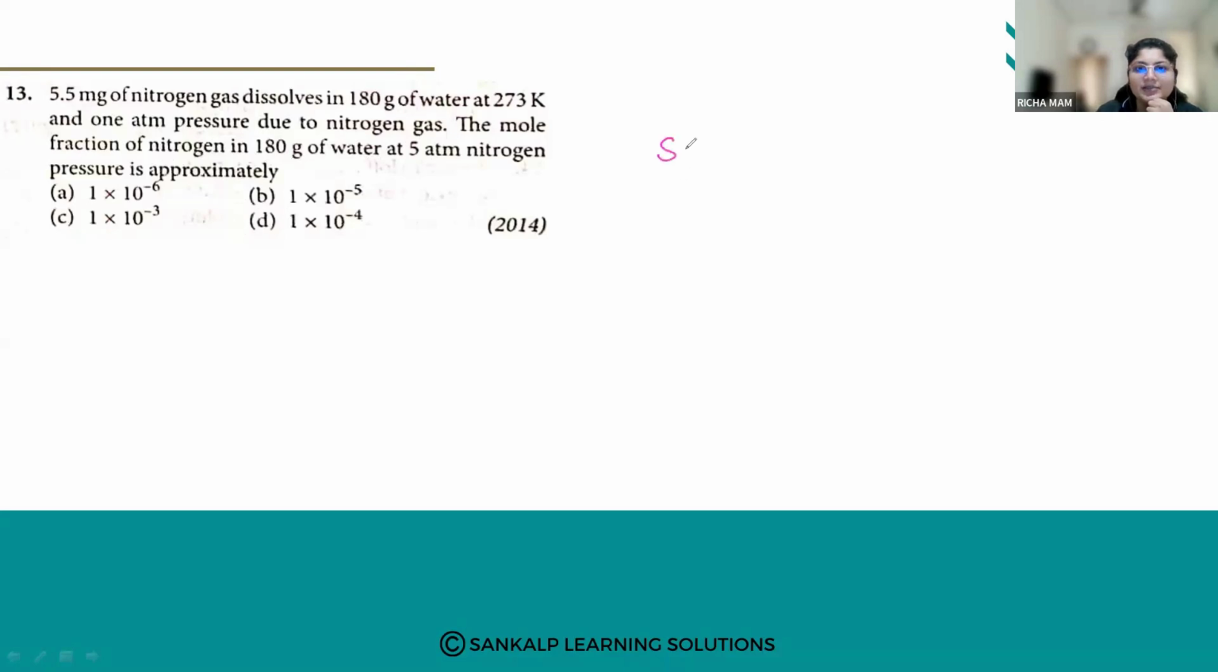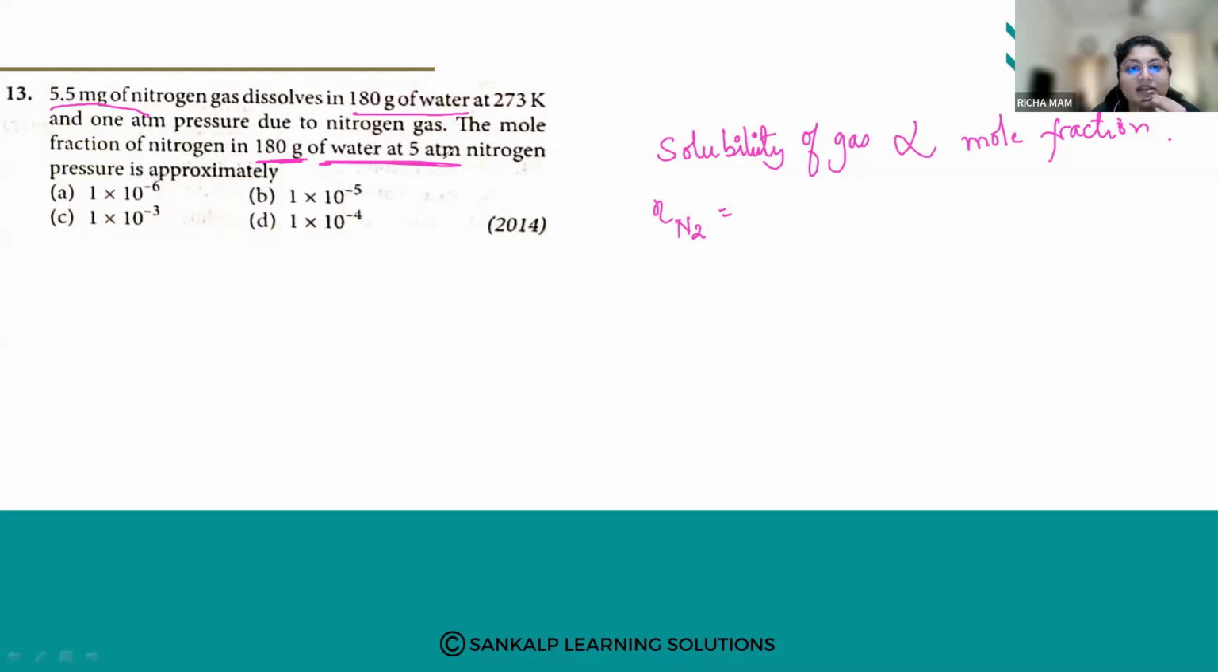Okay. So this is based on Henry's law, that is, solubility of gas is directly proportional to what? Mole fraction. So here what is given? 5.5 milligrams of nitrogen gas is dissolved in 180 grams of water. The mole fraction of nitrogen in 180 grams of water at 5 atmospheric nitrogen pressure is approximately. So they have asked you to find out the mole fraction.